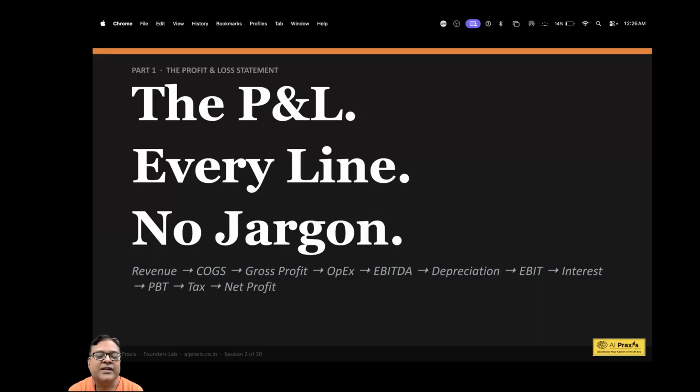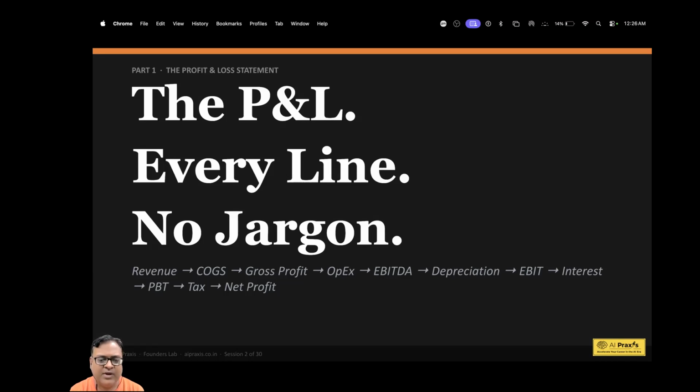Part 1 of today's session is all about the profit and loss statement. Very common. Everybody sees this, right? And we are going to talk about profit and loss without any jargon. Okay, so yesterday we saw what revenue is. Revenue is the total money that you generate by selling your products, your services, right?